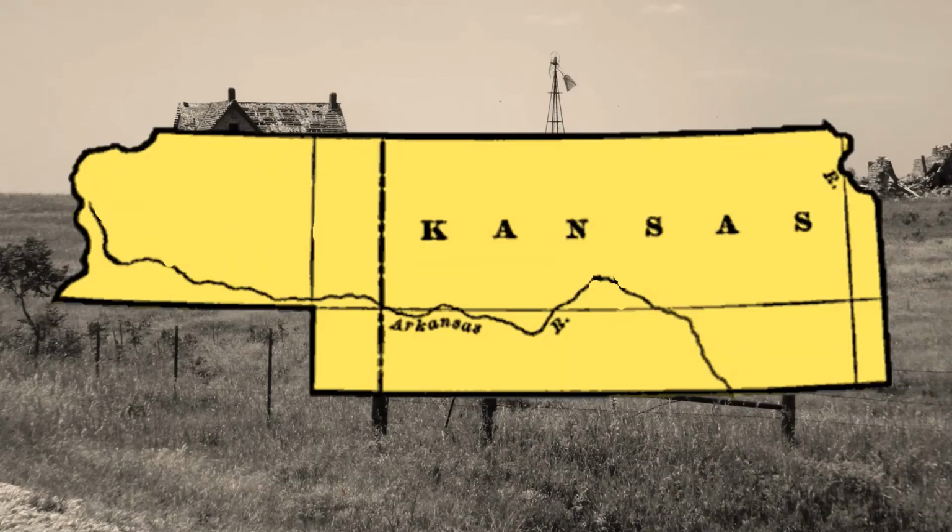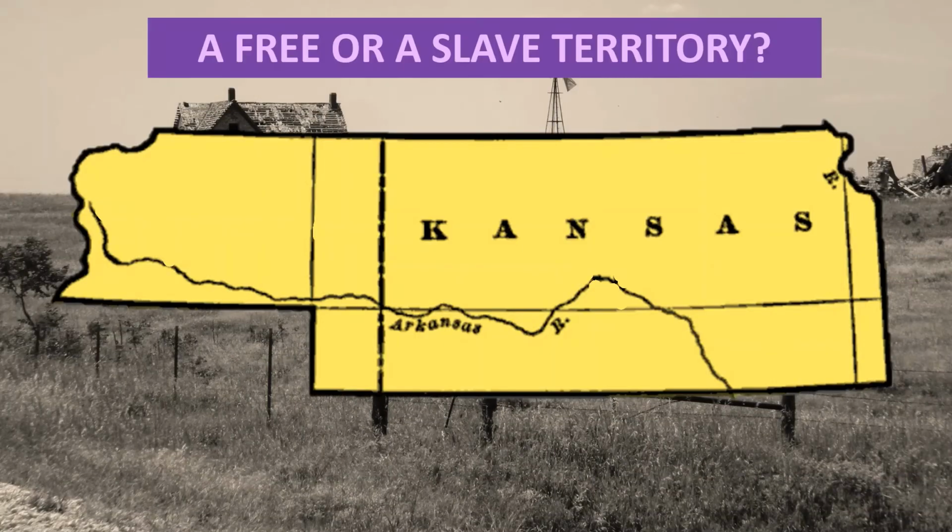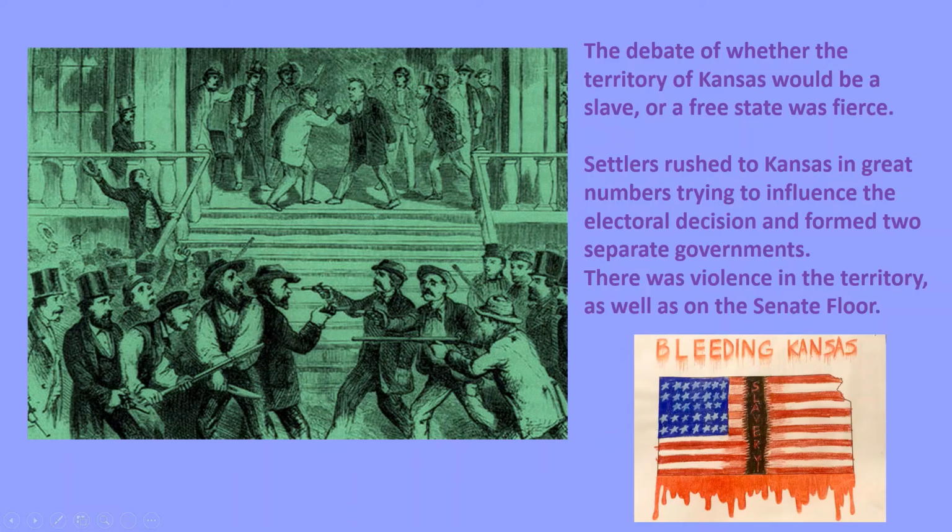Bleeding Kansas. The debate of whether the territory of Kansas would be a slave or a free state was fierce. Settlers rushed to Kansas in great numbers, trying to influence the electoral decision and form two separate governments. There was violence, not just in the territory of Kansas, but on the Senate floor as well.